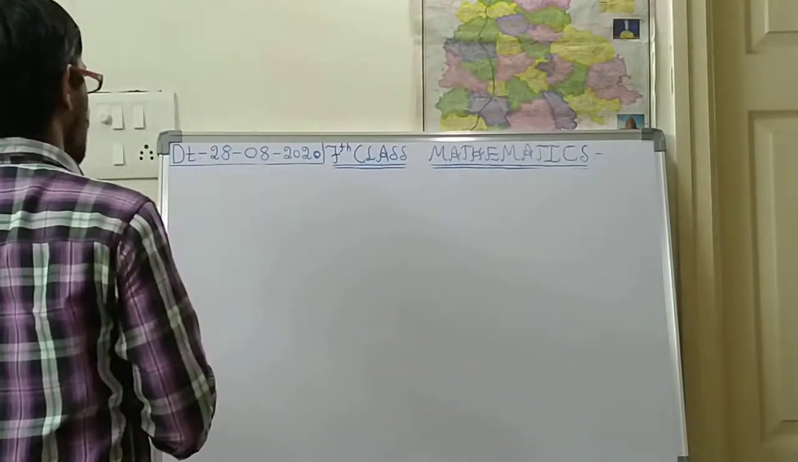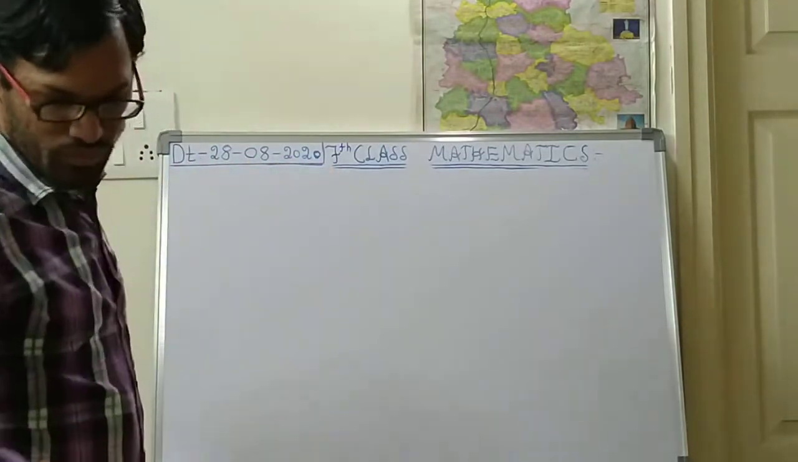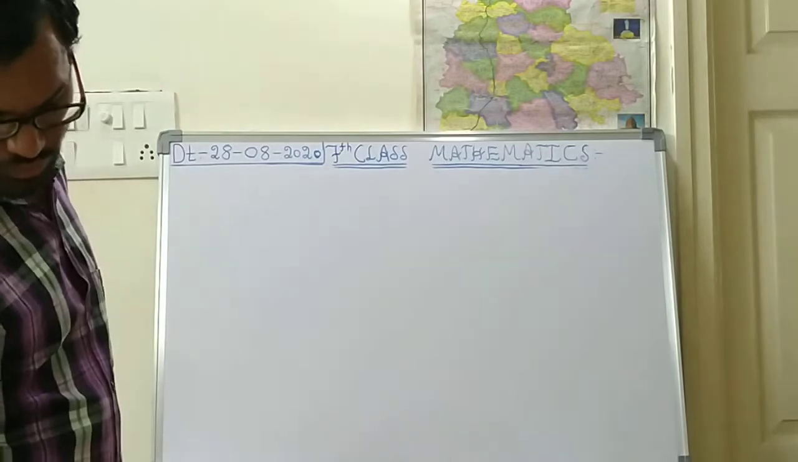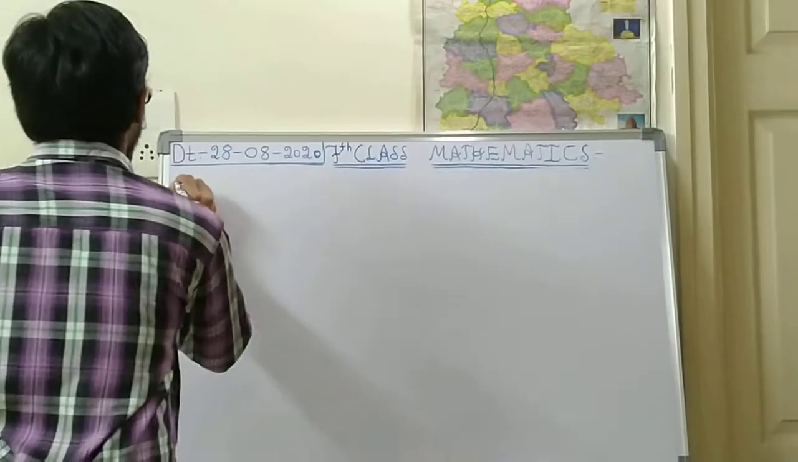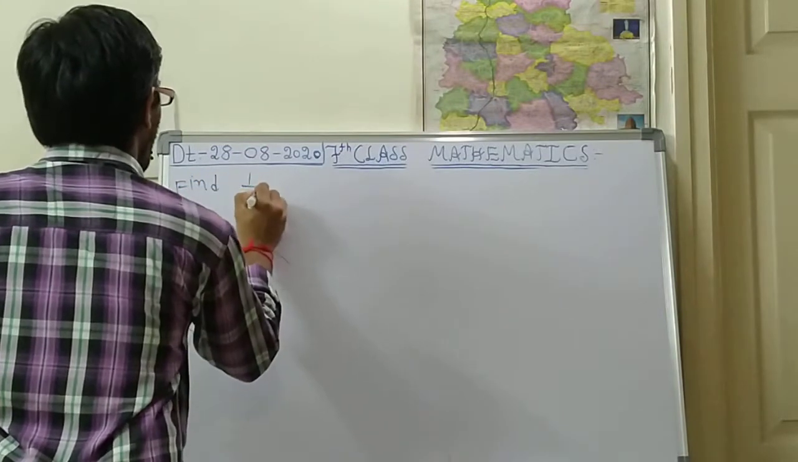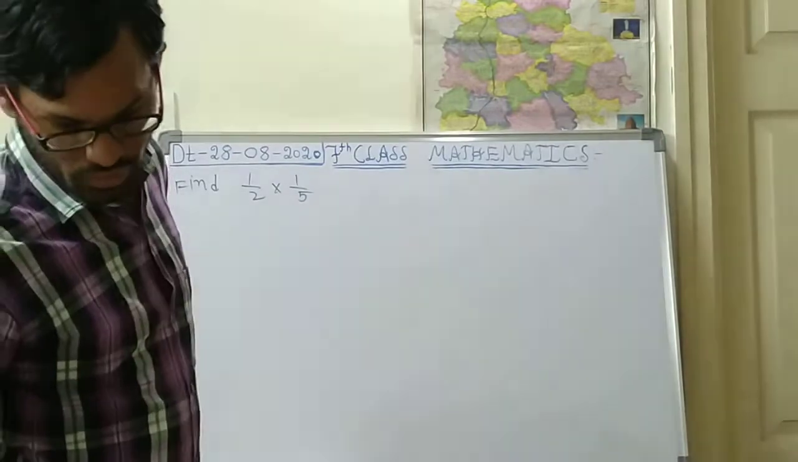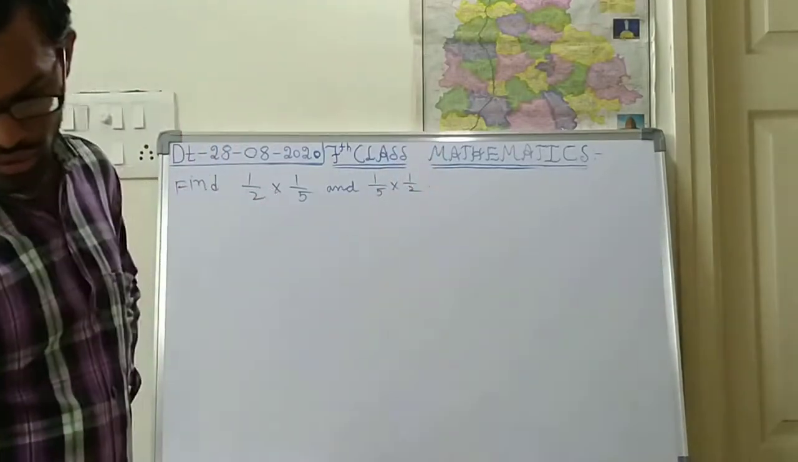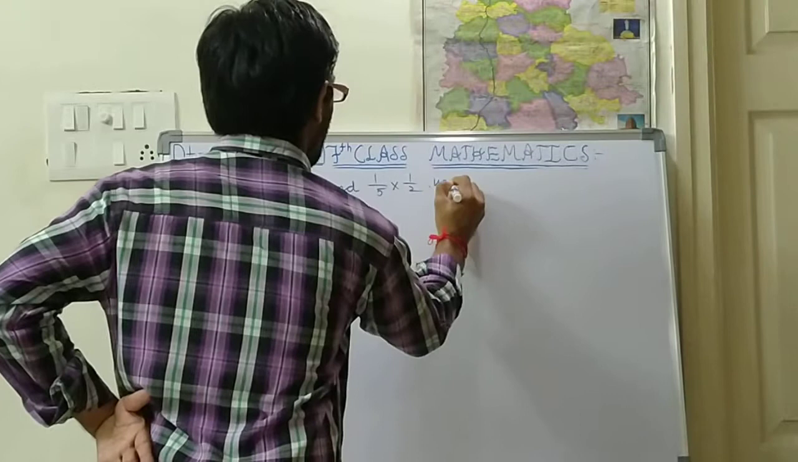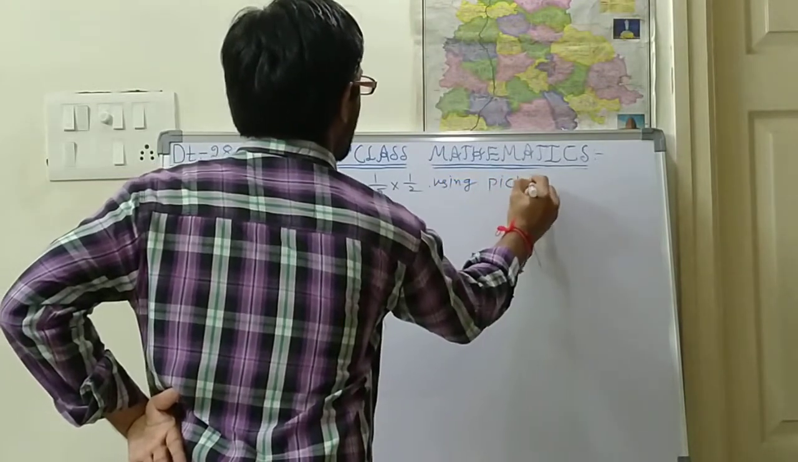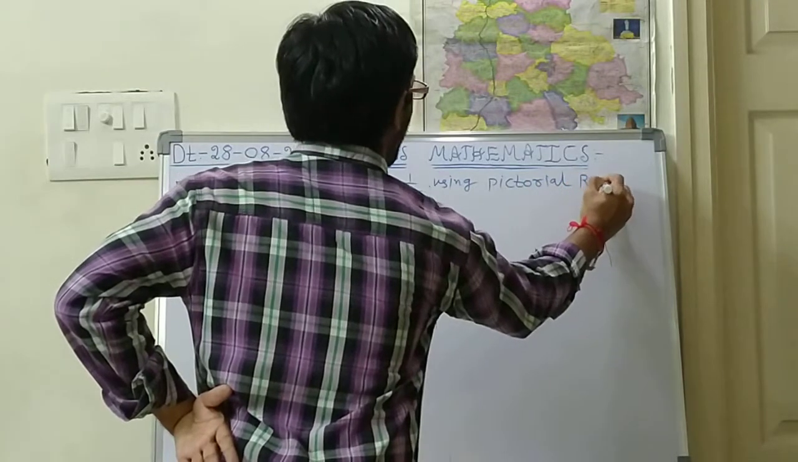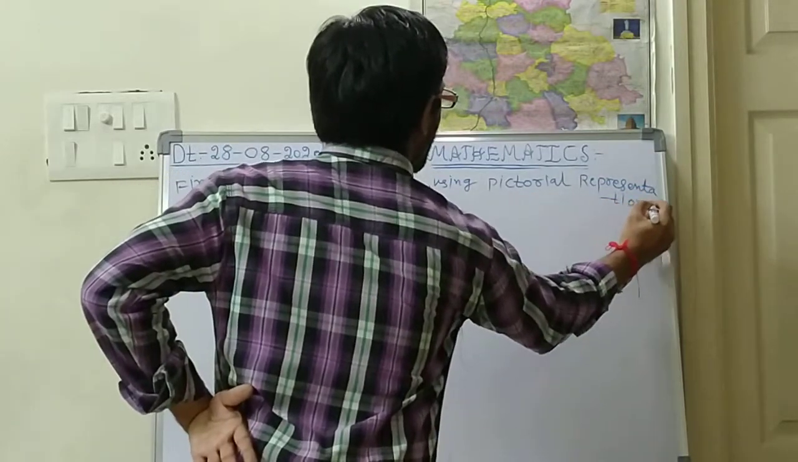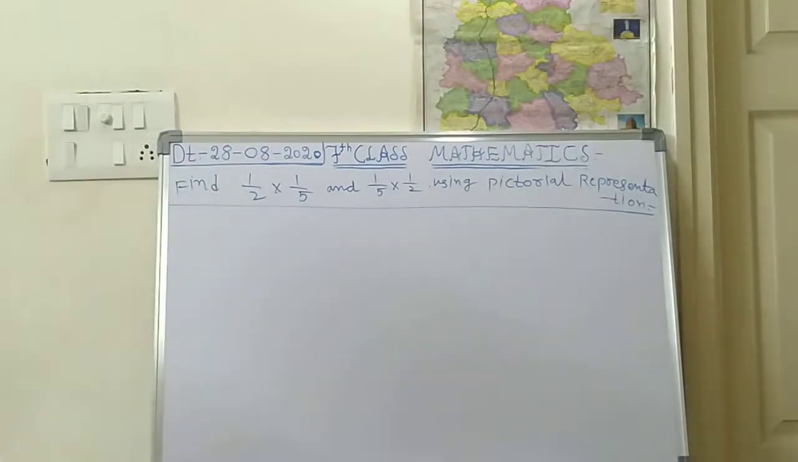One more thing. Find 1 by 2 into 1 by 5 and 1 by 5 into 1 by 2, using diagram, using pictorial representation. You should find the following problem using pictorial representation.